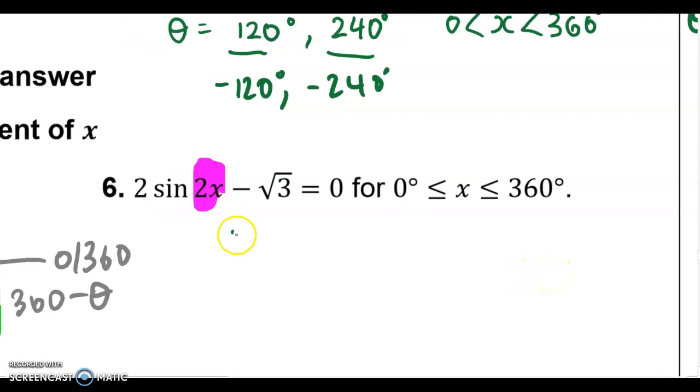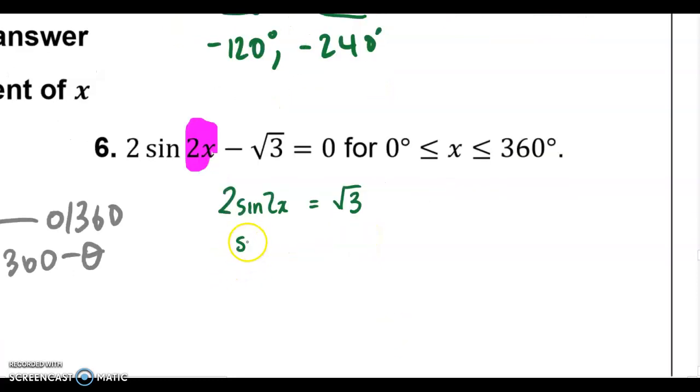So let's rearrange. 2 sine of 2x, let's add root 3 to this side, add root 3 to the other side, and we're going to be equal to root 3. So 2 sine of 2x equals root 3. Let's divide both sides by 2. Dividing 2 on this side gives us sine 2x. Dividing by 2 on the other side is equal to root 3 over 2. So we've got sine of 2x being equal to root 3 over 2, and it is a positive sign.